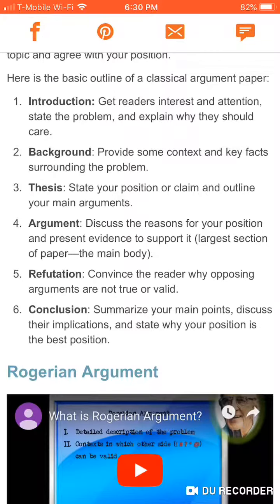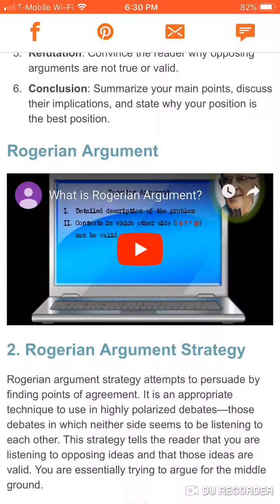Rogerian argument strategy. The Rogerian argument strategy attempts to persuade by finding points of agreement. It is an appropriate technique to use in highly polarized debates, those in which neither side seems to be listening to each other. This strategy tells the reader that you are listening to opposing ideas and that those ideas are valid. You essentially try to argue for the middle ground.